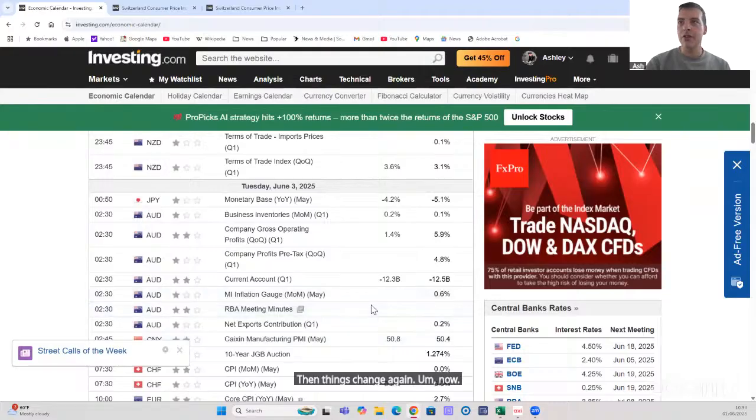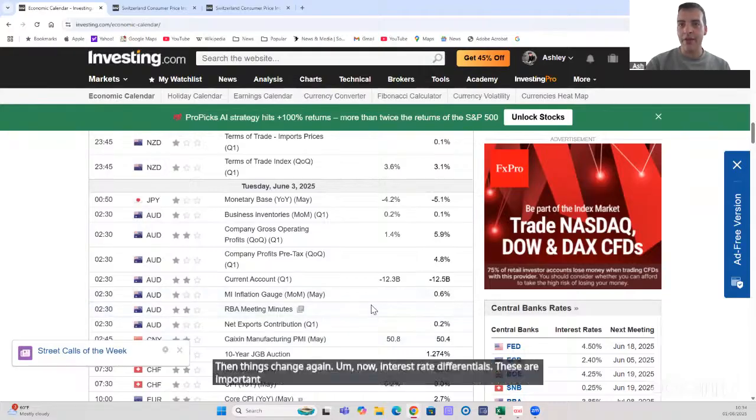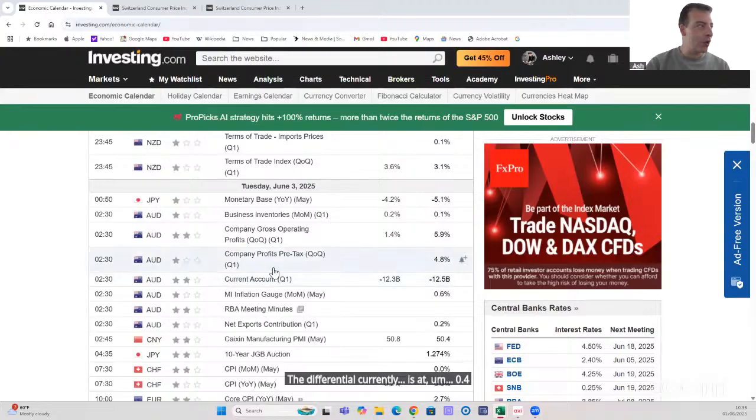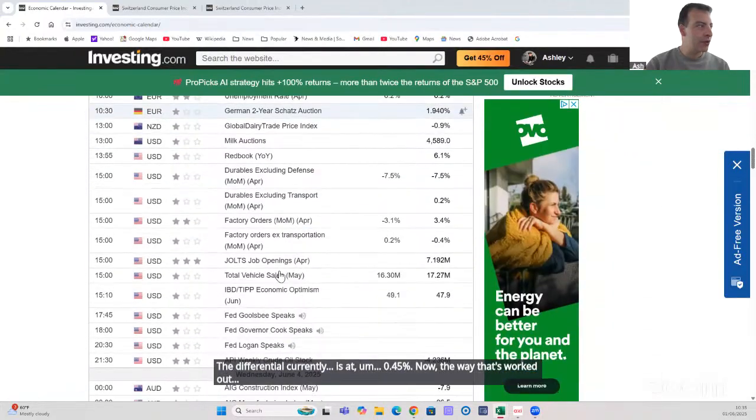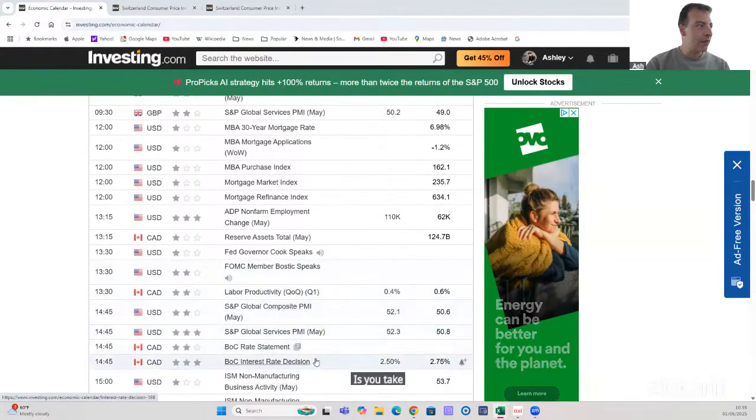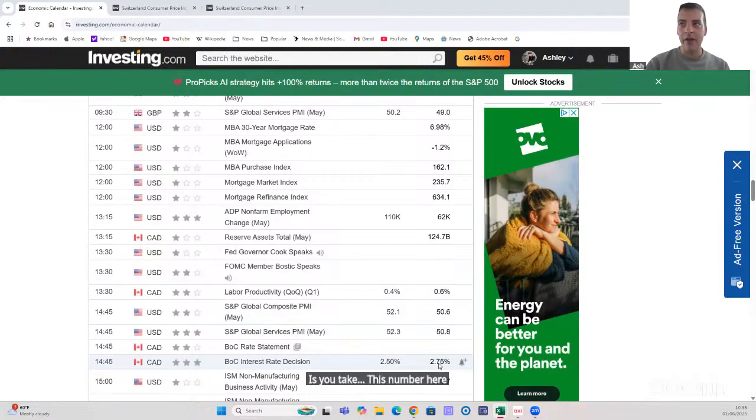Now, interest rate differentials, these are important, and where it will bring the Canadian dollar, the differential currently is at 0.45%. Now, the way that's worked out, the differential, is you take this number here, 2.75, and most recent CPI data.